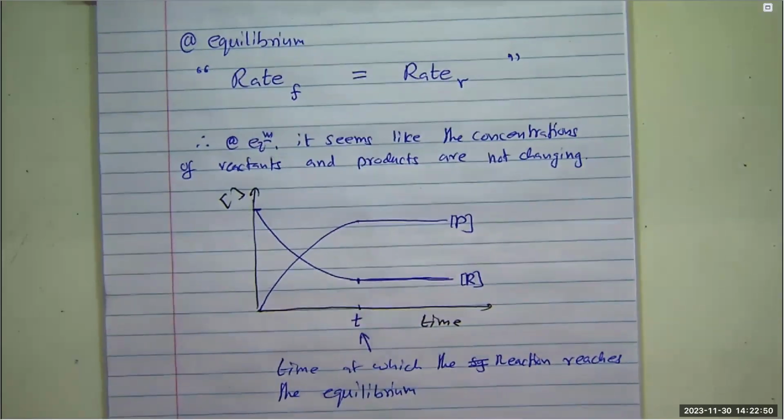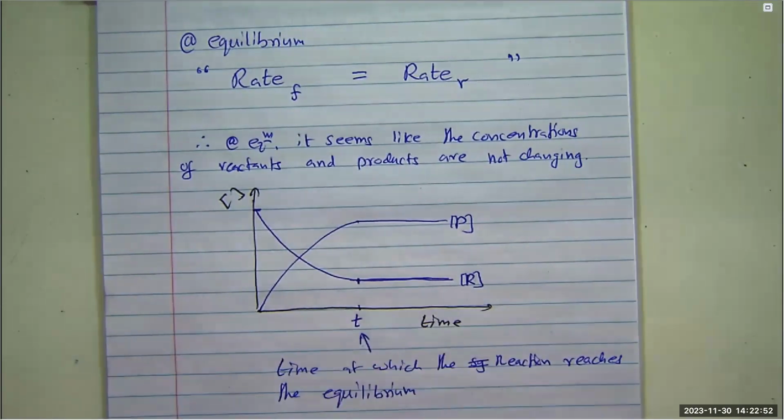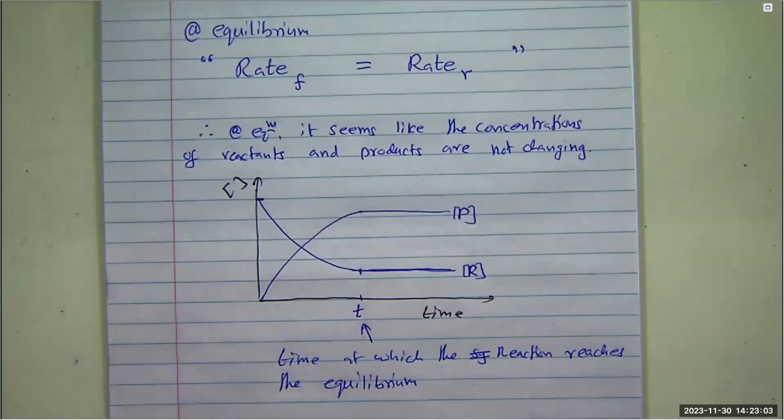What happens after that? After that, it seems like nothing is happening, but in actuality, products are becoming reactants and reactants are becoming products at the same rate. Therefore, it seems like nothing is happening. This is what we call a dynamic equilibrium. It's dynamic, meaning it's still moving, but it seems like it is constant. So equilibrium is not the end of the reaction. At equilibrium, the rates of the forward and the reverse reactions are equal, therefore the reactant and product concentrations seem constant.